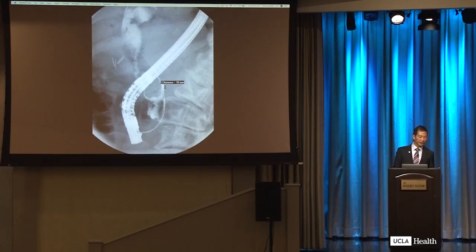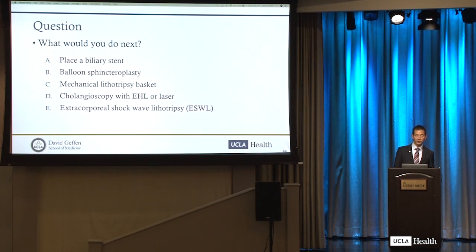Here is your cholangiogram. And you can see this big, giant filling defect in the bile duct measuring 19 millimeters across. To the audience, what would you do next? A, place a biliary stent. B, balloon sphincteroplasty. C, mechanical lithotripsy using a basket. D, cholangioscopy with EHL or laser. Or E, get out and do extracorporeal shockwave lithotripsy to break up the stone.